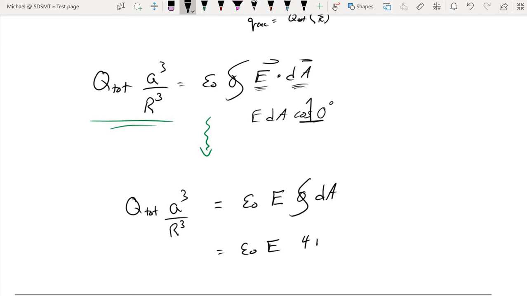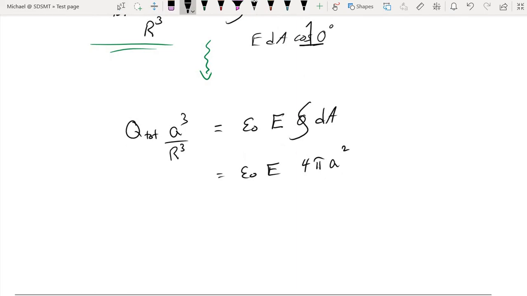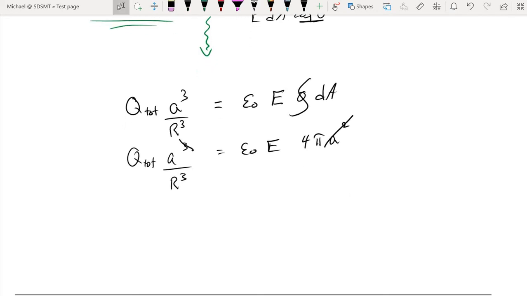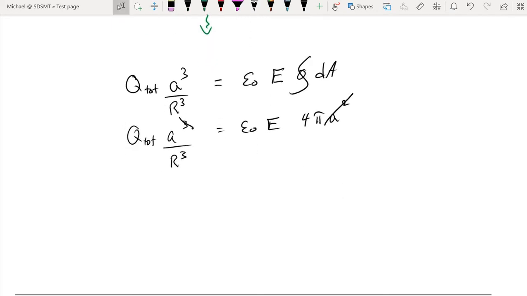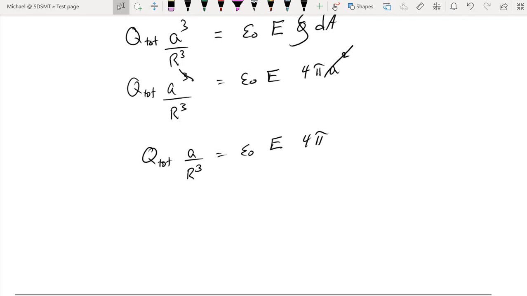So surface area of a sphere, 4 pi A squared, equal to Q total A cubed over R cubed. So here's where those A values are going to reduce. And now that we're done with all of the integration, we can rearrange everything to solve for the electric field at point A.